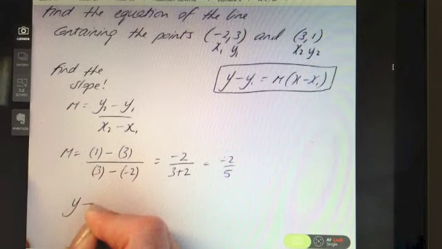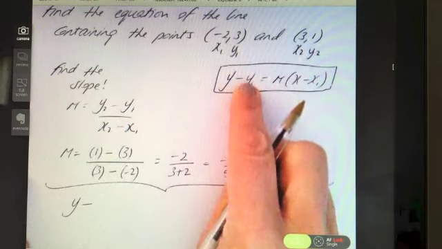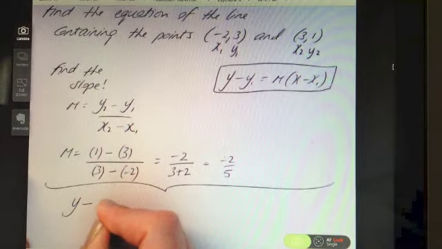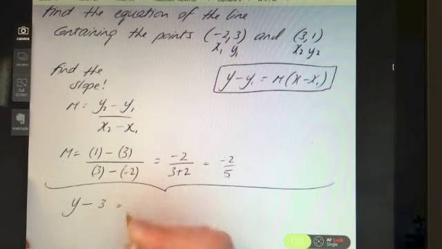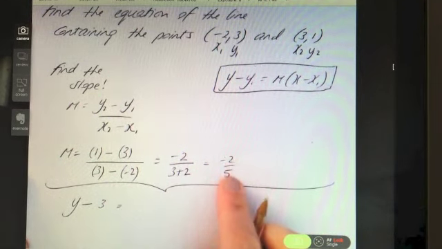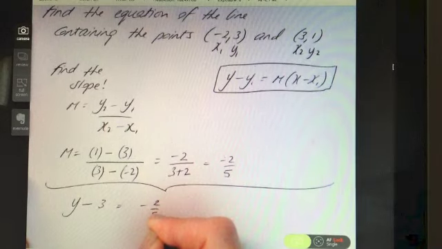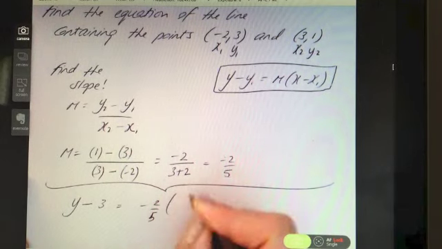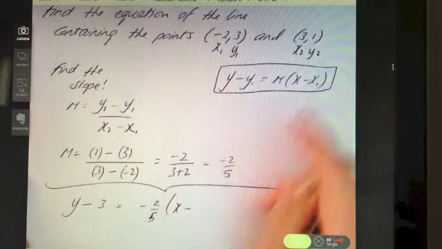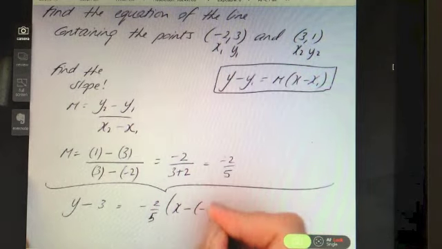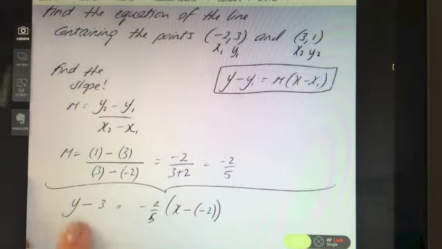So y minus y1, which in this case is 3, equals, the slope is minus 2/5, x minus x1, which is minus 2. Okay, lots of nasty things here.